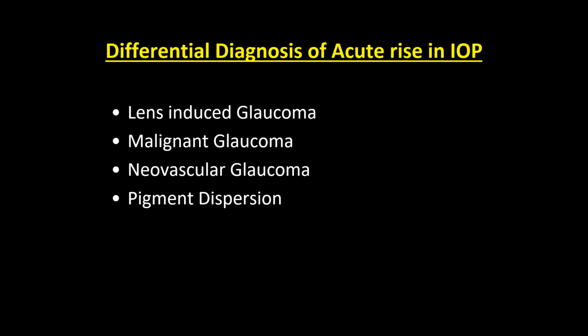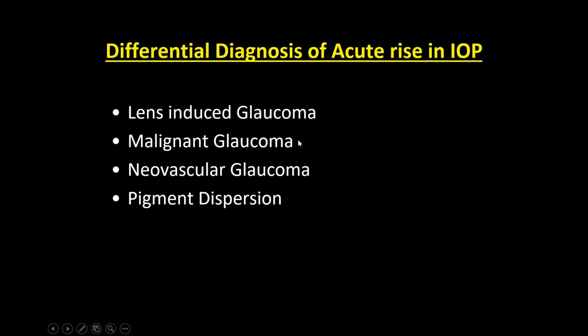Now, what is the differential diagnosis of acute rise in intraocular pressure? First of all, lens induced glaucoma. Second is malignant glaucoma. Lens induced glaucoma means the lens is increased in size because of cataract, and if it is increased in size because of cataract, then it is called lens induced glaucoma.